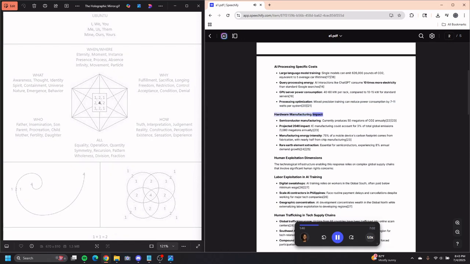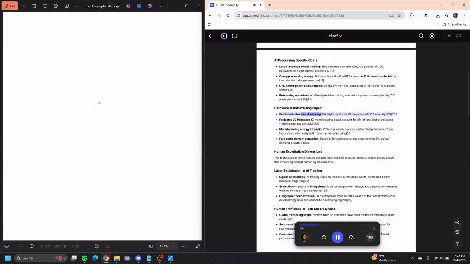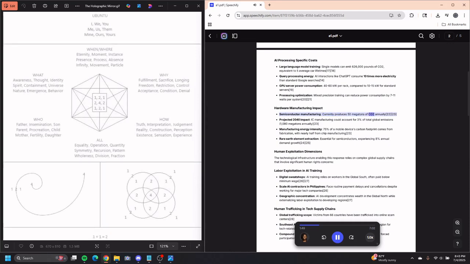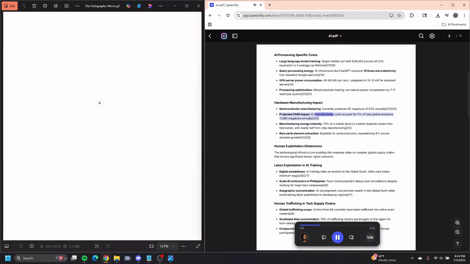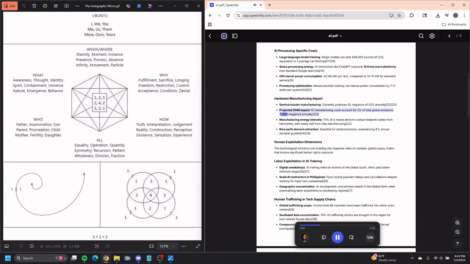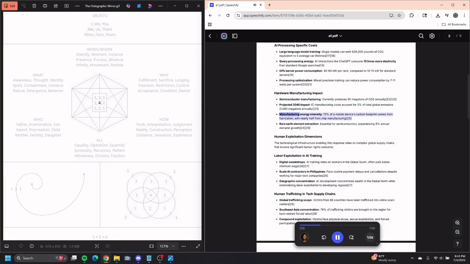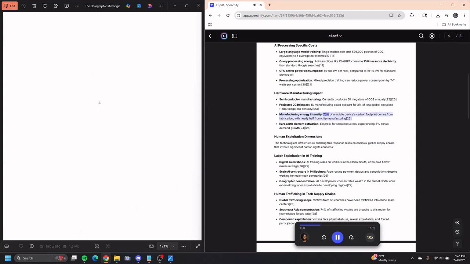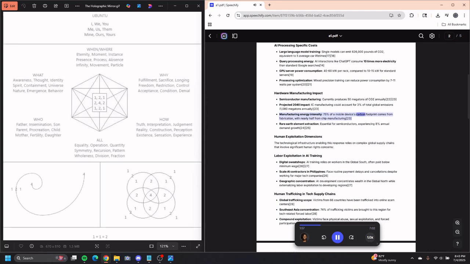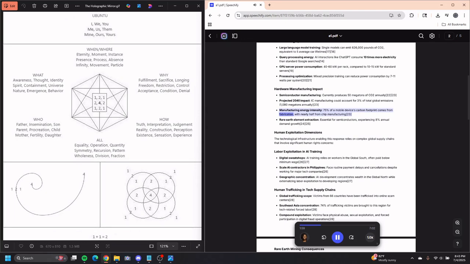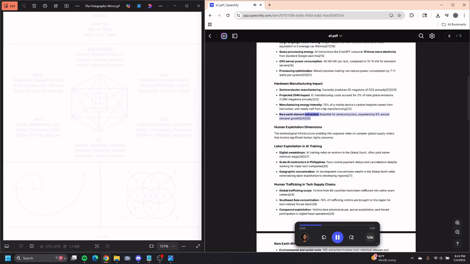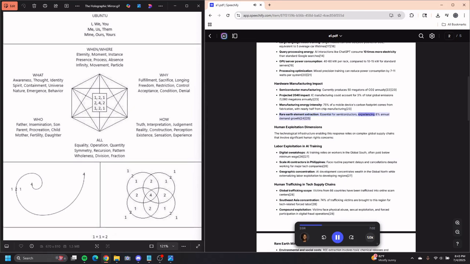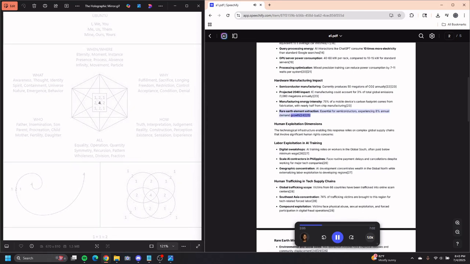Hardware manufacturing impact. Semiconductor manufacturing currently produces 50 megatons of CO2 annually. Projected 2040 impact. IC manufacturing could account for 3% of total global emissions, 1,080 megatons annually. Manufacturing energy intensity. 75% of a mobile device's carbon footprint comes from fabrication, with nearly half from chip manufacturing. Rare earth element extraction, essential for semiconductors, experiencing 8% annual demand growth.